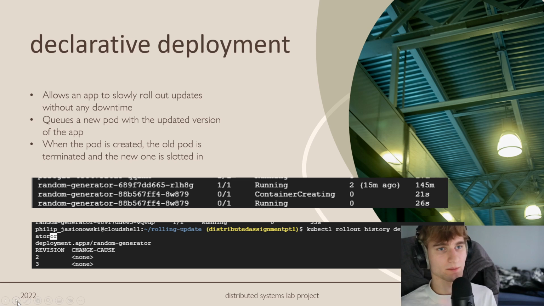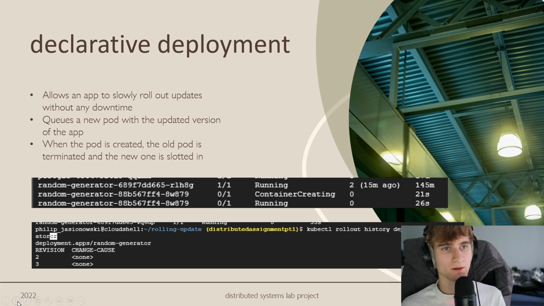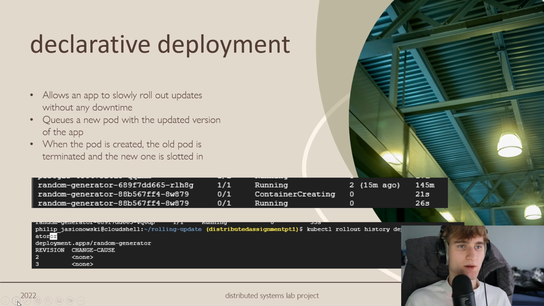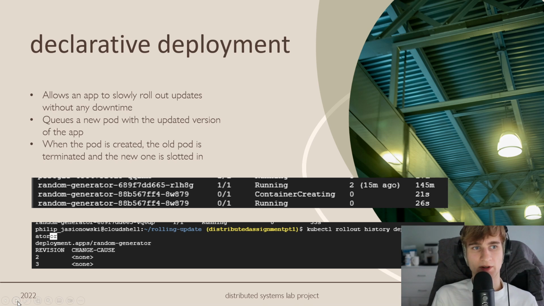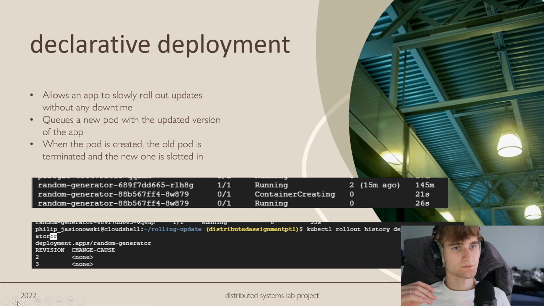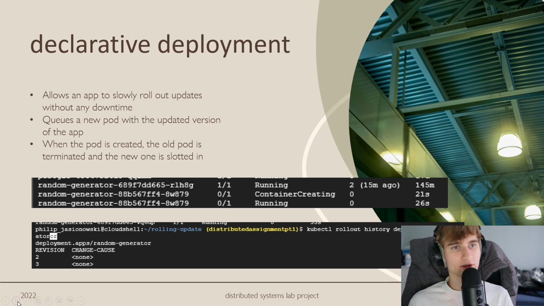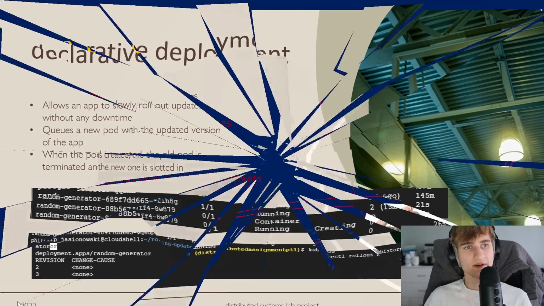Up next, the other module that was implemented was a declarative deployment. So a declarative deployment allows an app to roll out updates without any downtime. What it does is when it is called, it queues a new pod with the updated version of the app. And then once that pod is fully created and ready, it swaps in where the old one was and sockets itself in. Afterwards, the old pod is terminated, and for the end user, it's like nothing happened.